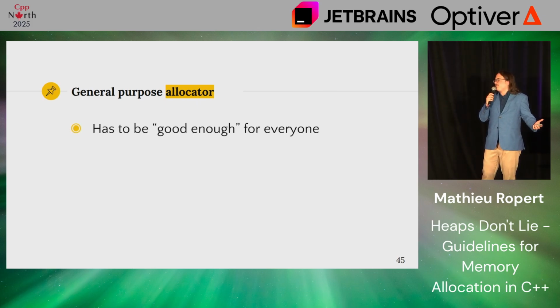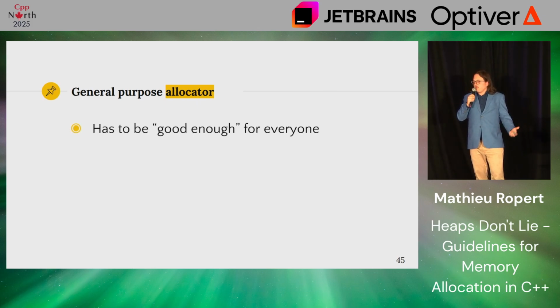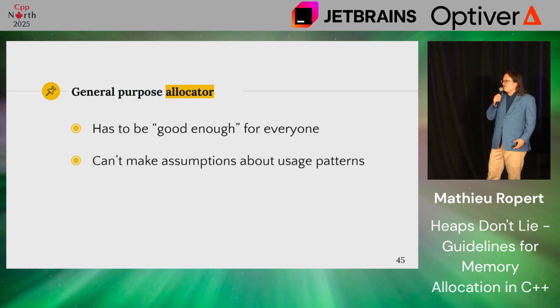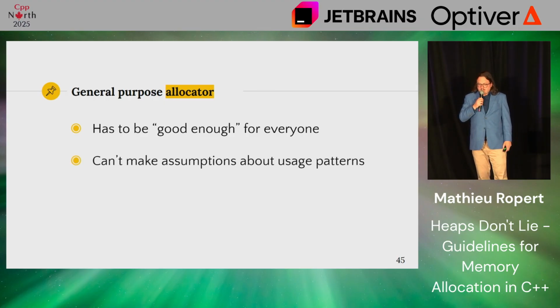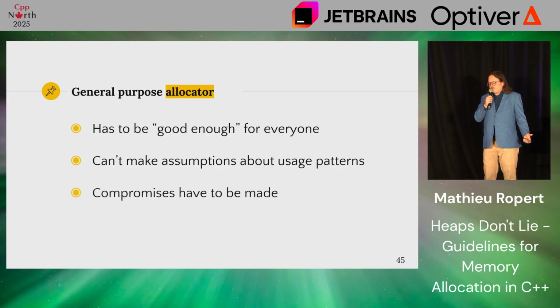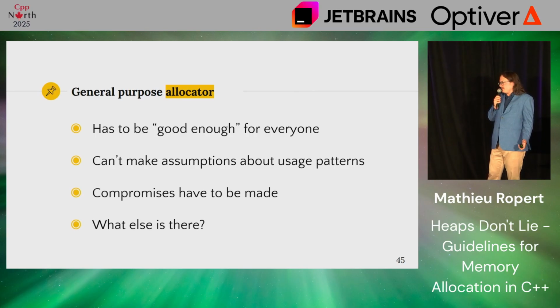Because the problem of a general purpose allocator, as the name implies, is that it has to be good for everybody, which means it's great for nobody, usually. It can't make any assumption about how I'm going to use it, it has to make compromises. What can we do about that?